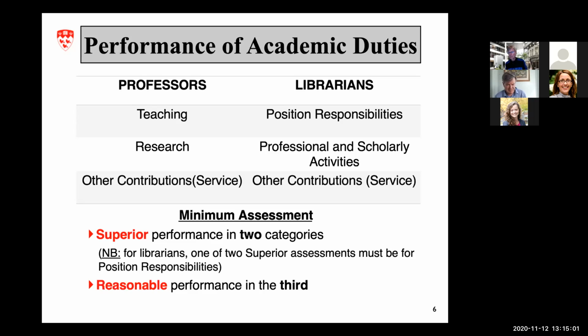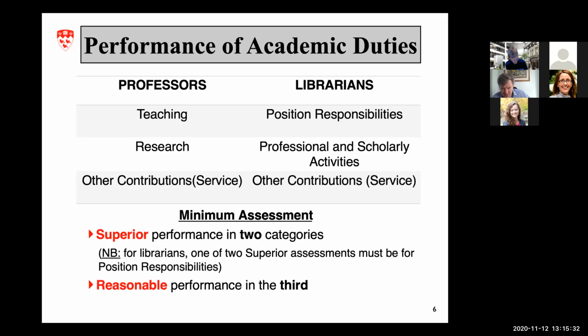And so sometimes, particularly junior professors, there are urban legends related to the fact that people think they need the superior in research to get to tenure, and that's not true. We have had some cases where research has been reasonable and individuals have been tenured with that record of performance. It is very common to see junior professors at McGill achieve superior across the board in all 3 areas of responsibility. For librarians, one of the superiors has to be in position responsibilities.